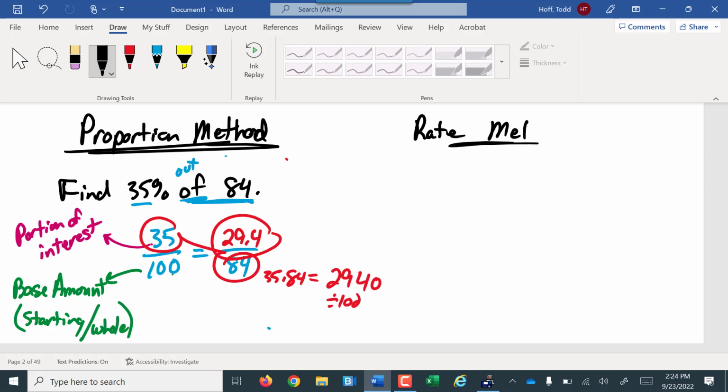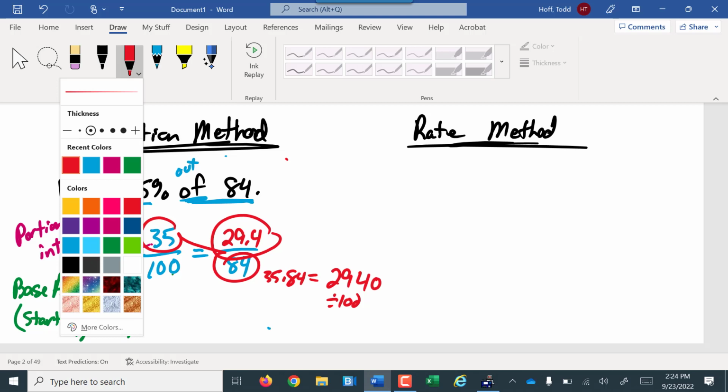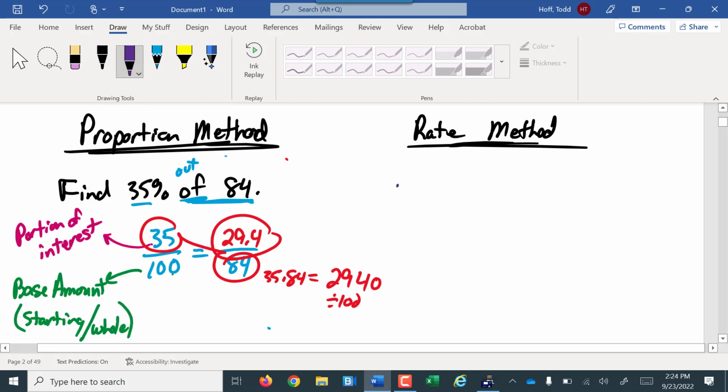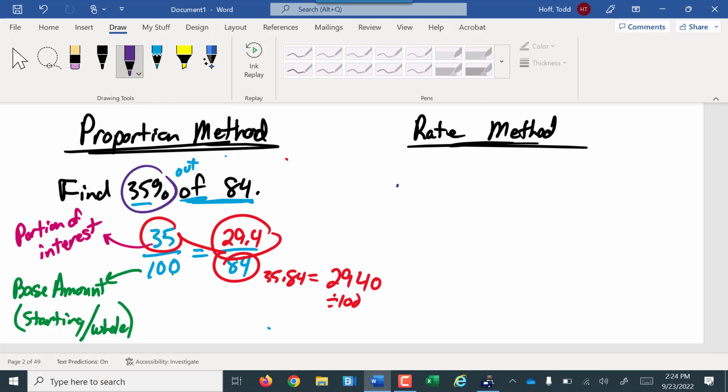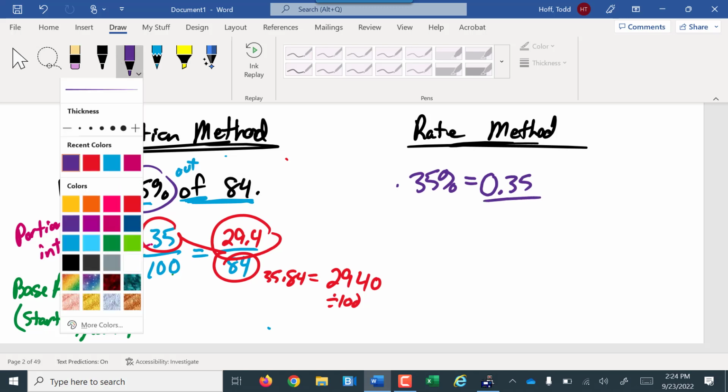So this is the rate method of percents. And what the rate method is, the first step is you take the percent and you turn it into a rate. So the percent in this first problem is 35%. What is that as a rate? Its decimal form will be 0.35. We just divide by 100, right?